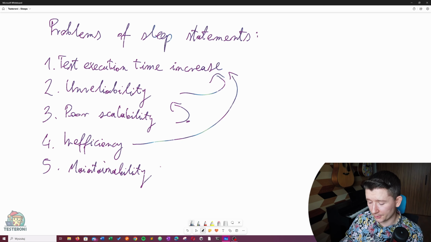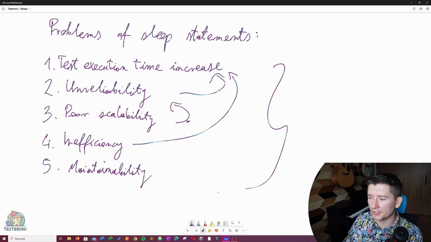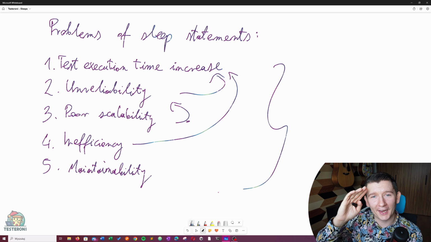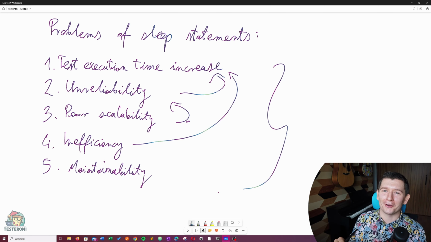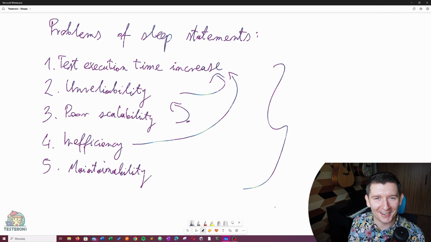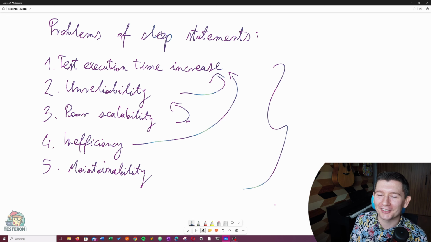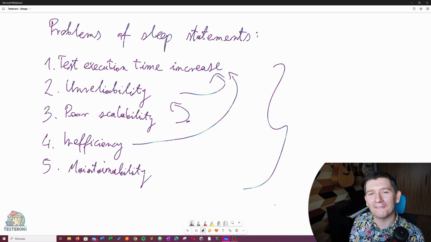So now that we've discussed all of it, when you see such big pain points, you may think, okay, so that just means that sleep statements are bad. That's all I needed to know. Thanks, Casper. See you. So no. That would be too easy. We are taking a holistic approach, and here at Testroni, we always try to play the devil's advocate a bit too, because there's always some truth to be found in that.